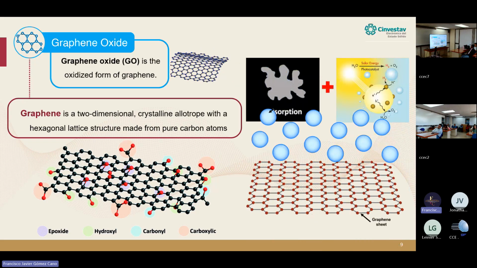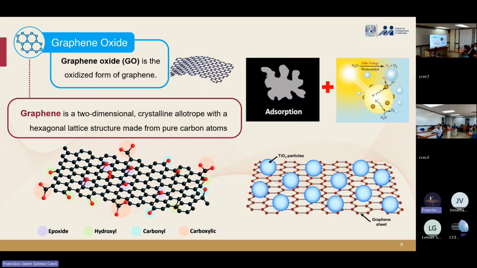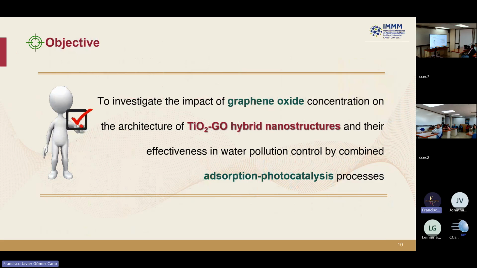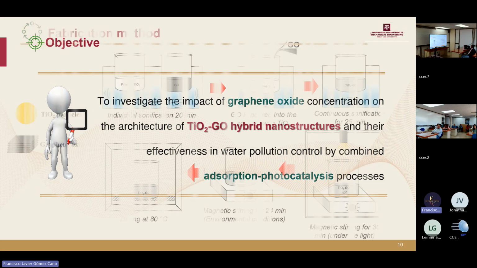By the incorporation of graphene oxide into titanium dioxide, the goal is to combine the extraordinary absorption properties of graphene oxide with the outstanding photocatalytic properties of titanium dioxide to create a hybrid nanostructure that improves the efficiency of contaminant removal from water in general. That is why the main objective of this specific work was to investigate the impact of graphene oxide concentration in the architecture of the hybrid nanostructures and their effectiveness in water pollution control by combining absorption and photocatalysis processes.